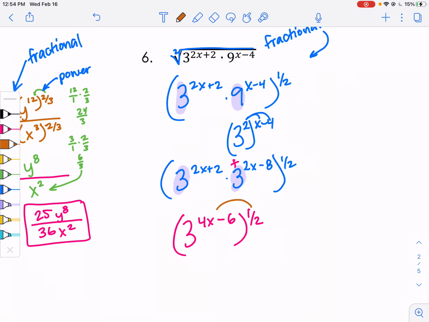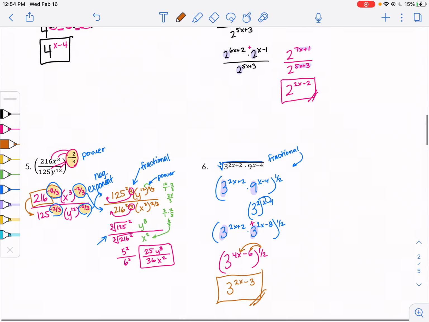Now I can use my power rule to distribute in: 3 to the 2x minus 3. Right? Half of 6 and half of 4. So I get this one as my answer. Pretty cool.